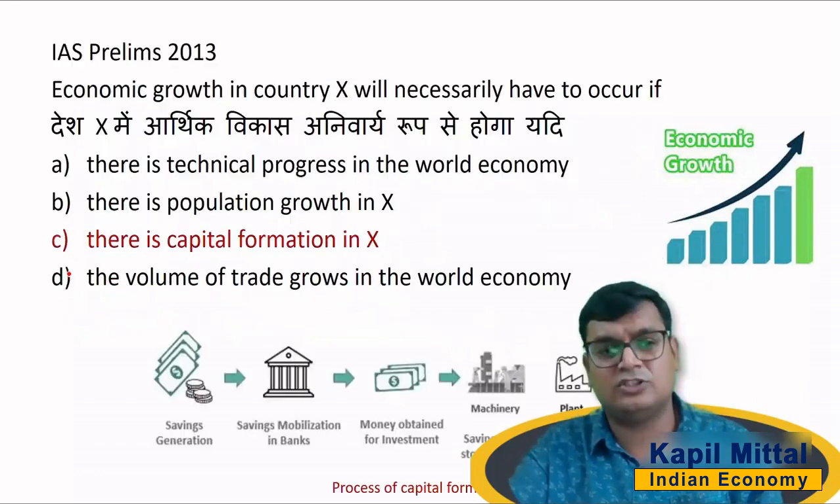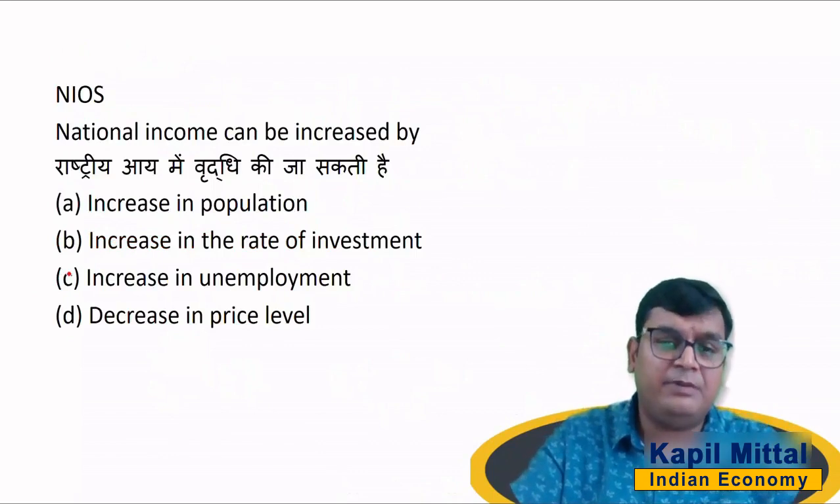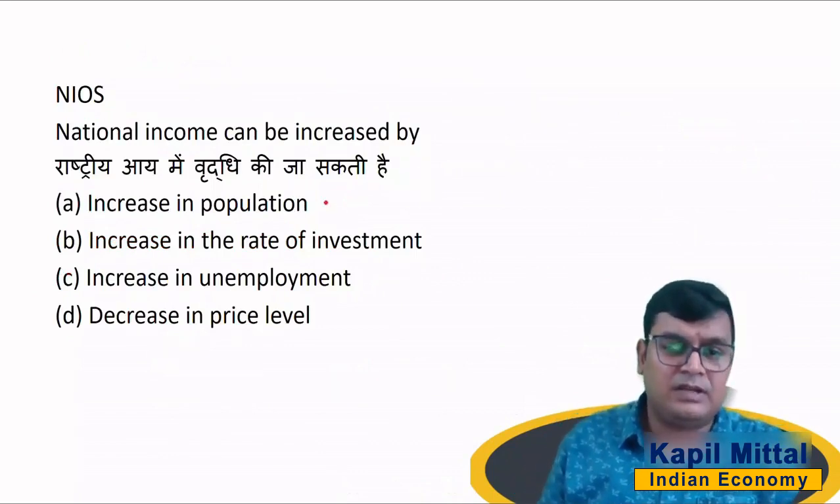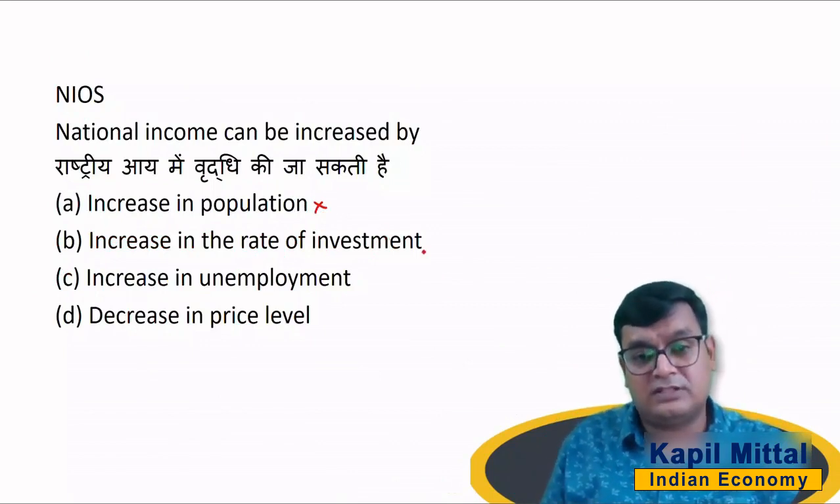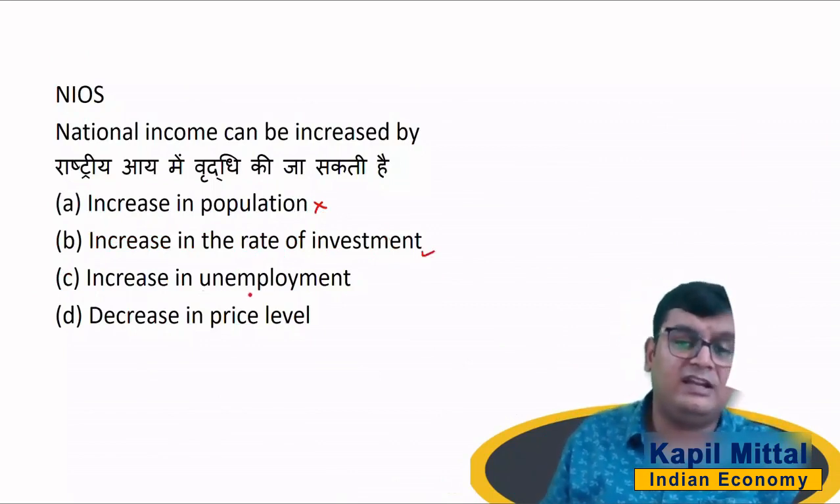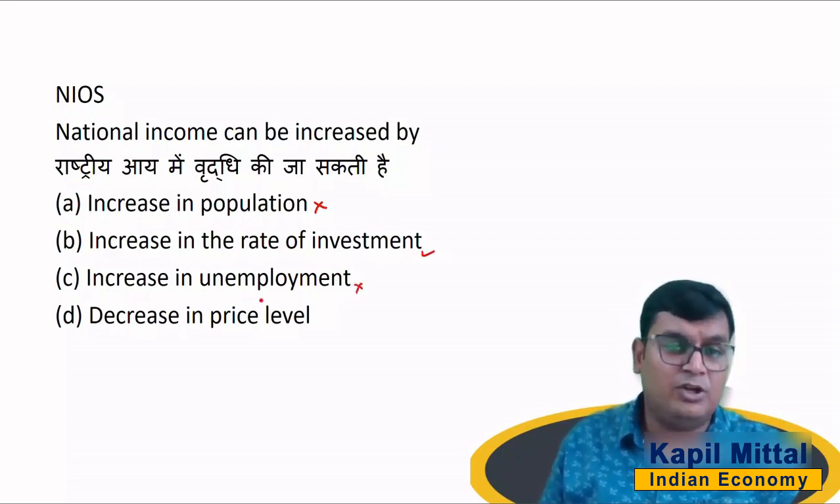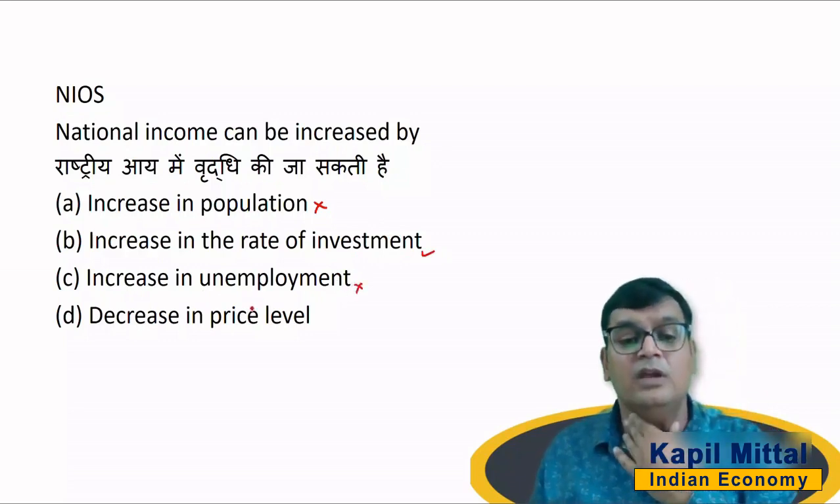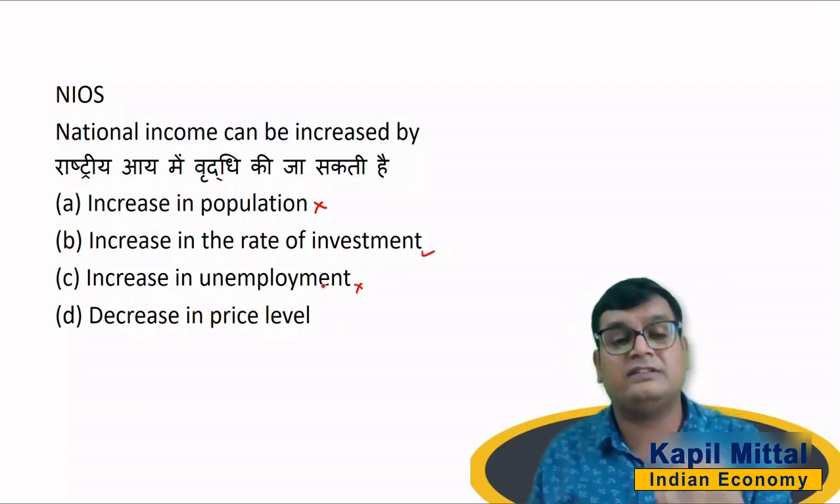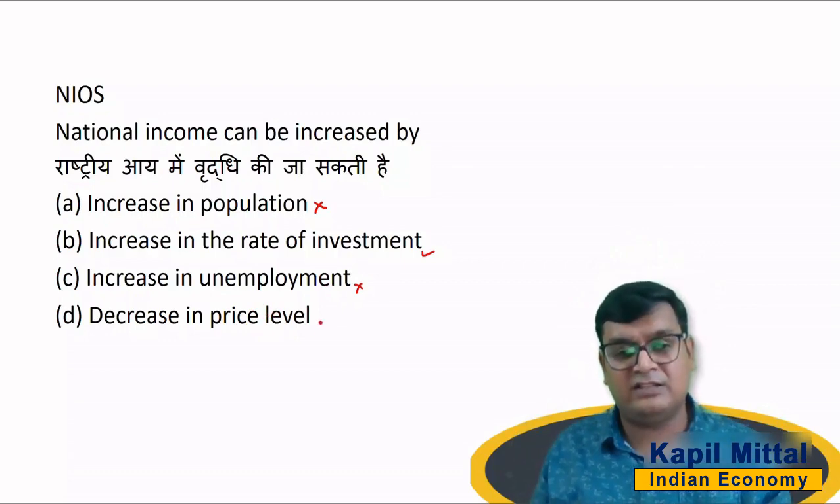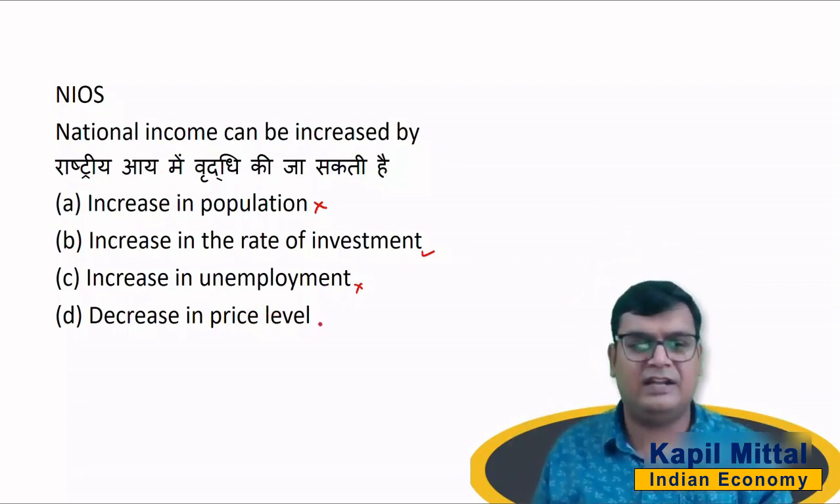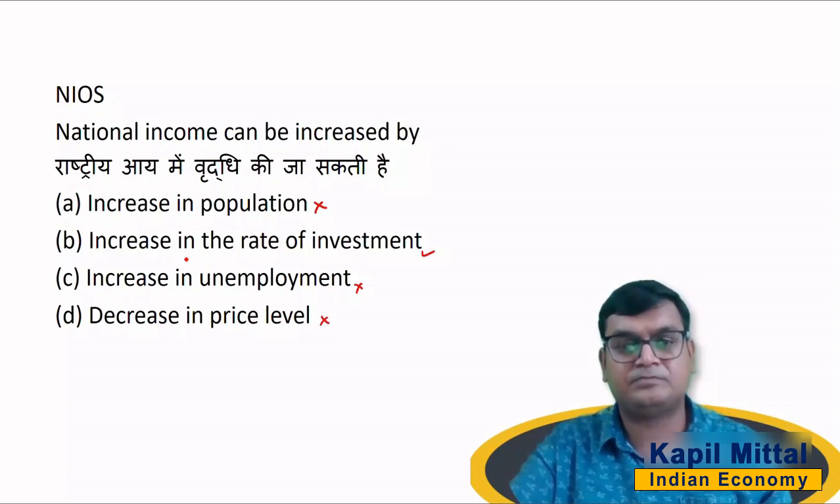Now we will see another question. National income cannot be increased by which of these? Population increase, or the rate of investment? The rate of investment seems to be correct. Increase in unemployment: unemployment does not increase the national income, while employment increases it. We will understand the national income concept later on. Decrease in price level: that does not directly or indirectly contribute to national income. So the correct answer will be the increase in the rate of investment.